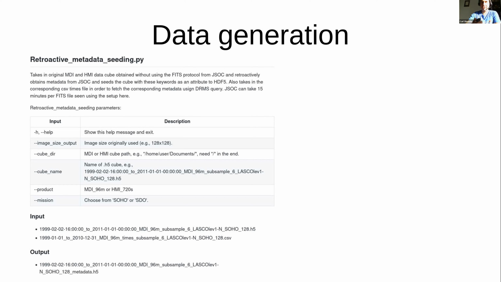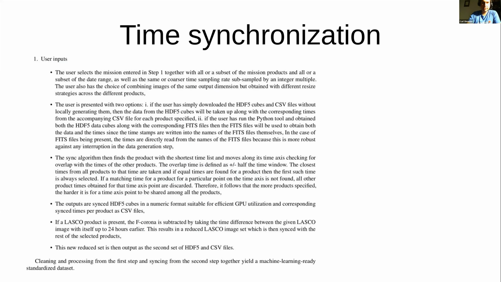Sure. So this is the time synchronization step, and it synchronizes the data. It takes as input these previous steps, HDF5 cubes and CSV files, and then it looks half the time window ahead and half the time window below. That gives you the range for the synchronization time step. One also has as output these F corona subtracted files, which are a crude representation for the F corona. Basically, one looks at up to 24 hours before a given timestamp, so a given image, and then subtracts that from that image to remove the F corona.